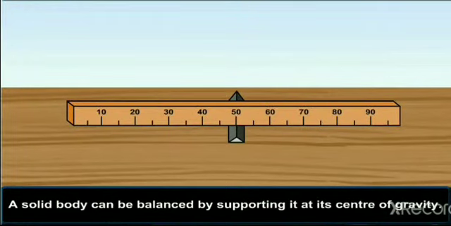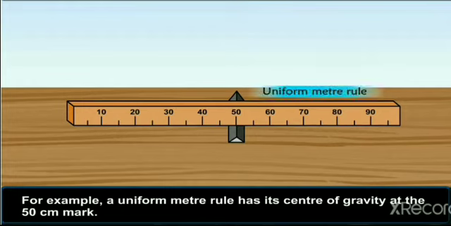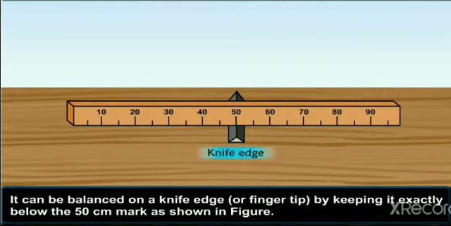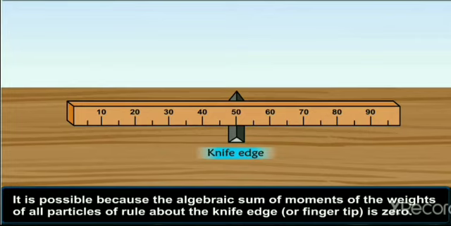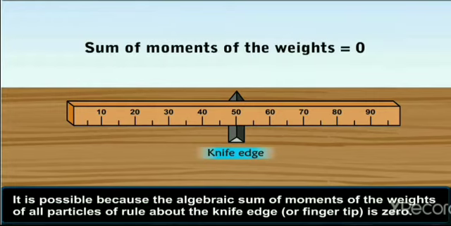Center of gravity and the balance point. A solid body can be balanced by supporting it at its center of gravity. For example, a uniform meter rule has its center of gravity at the 50 centimeter mark. It can be balanced on a knife edge or fingertip by keeping it exactly below the 50 centimeter mark as shown in figure. It is possible because the algebraic sum of moments of the weights of all particles of rule about the knife edge or fingertip is 0.